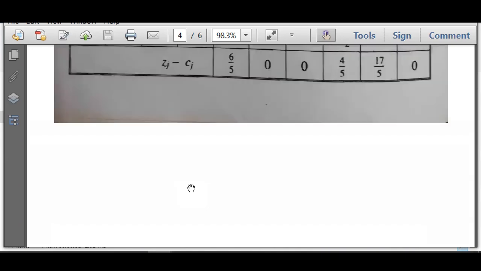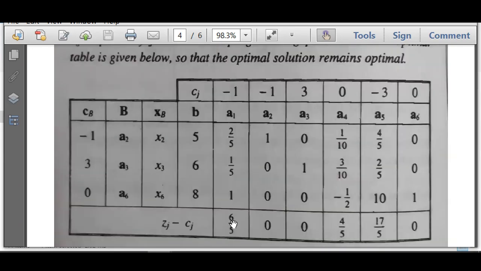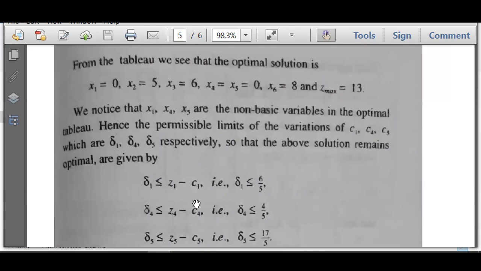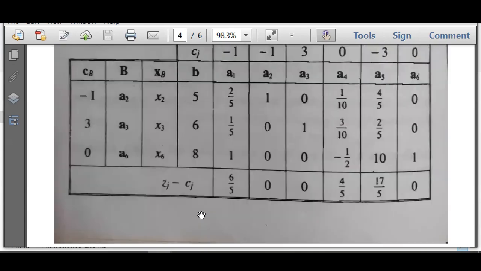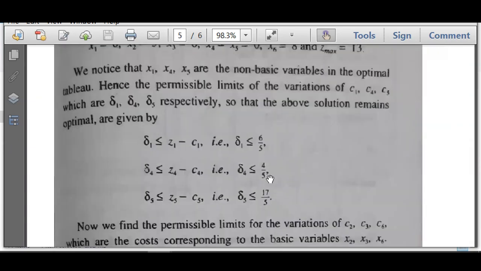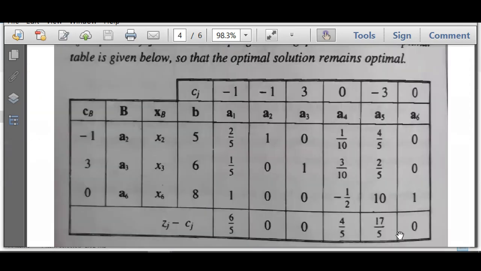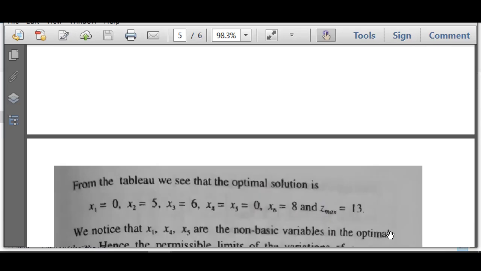So what is z1 minus c1? z1 minus c1 is 6 by 5. So del 1 is less than equal to 6 by 5. Del 4 is less than equal to z4 minus c4, and z4 minus c4 is 4 by 5. So del 4 is less than equal to 4 by 5. And del 5 is less than equal to z5 minus c5, so it is 17 by 5. So you can simply follow what they are trying to say.